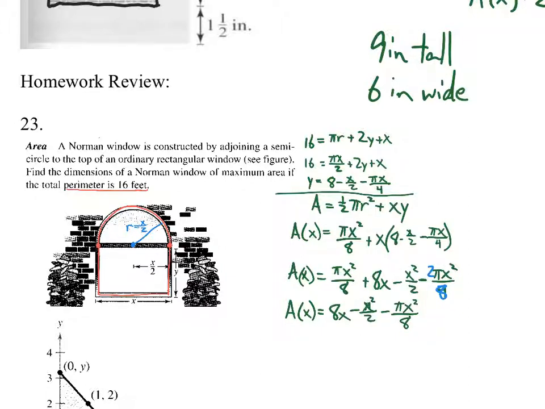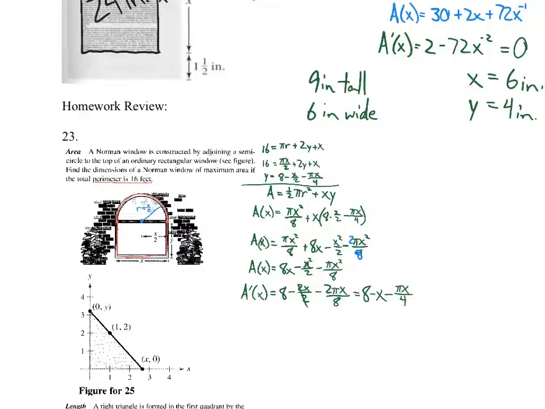Okay? And I'm finding the derivative because I want to maximize the area. So I need to find that critical value. So A prime of x is 8 minus 2x over 2, which is just x, minus 2 pi x over 8. Alright, so this is going to be 8 minus x minus pi x over 4. Okay? And then we just have to solve that for when it equals 0.